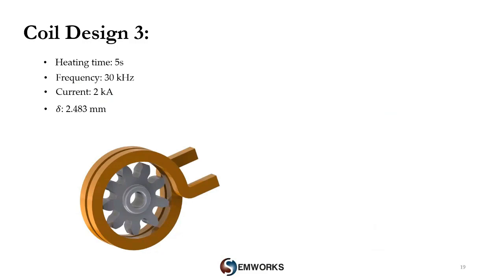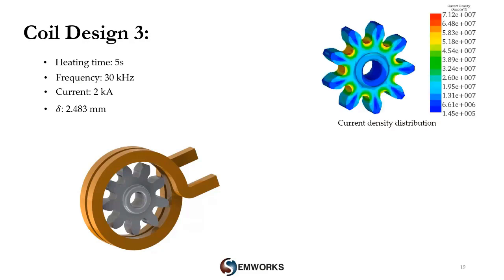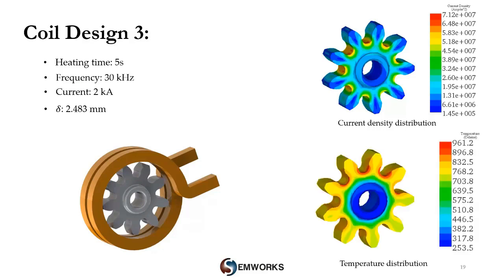Now we have a multi-turn coil for the same heating time and with the same frequency. With this design, we could use only half of the excitation current to achieve the same current and temperature as the previous designs. The current results look acceptable and symmetric, but for the temperature that is not the case. As you can see, there is a big difference in temperature values between the teeth and the uniform heat profile is lost with this design, even if we profit from a lower excitation current.